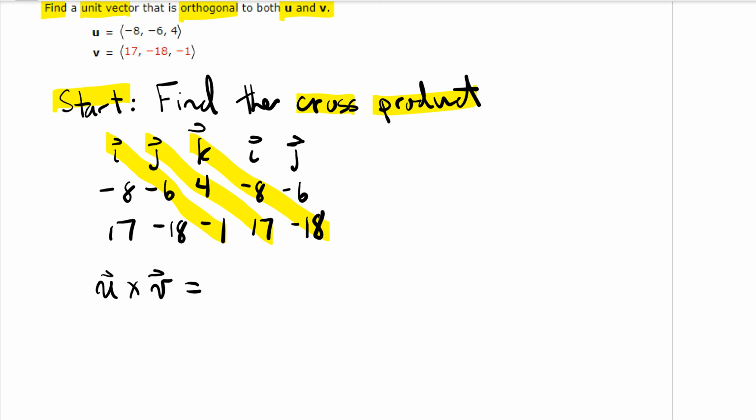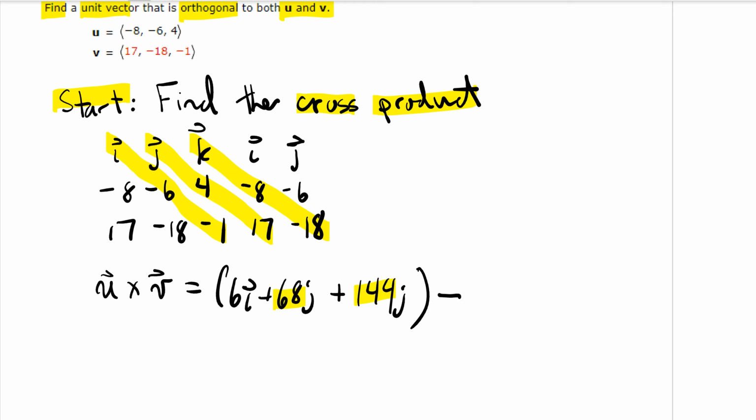So I've set up the grid for the cross product here. I'm going to jump right into it, writing out the terms. First of all, we'll have 6i, and then we'll have 4 times 17, which is 68j. And then from the third diagonal, k times -8 times -18 is 144.